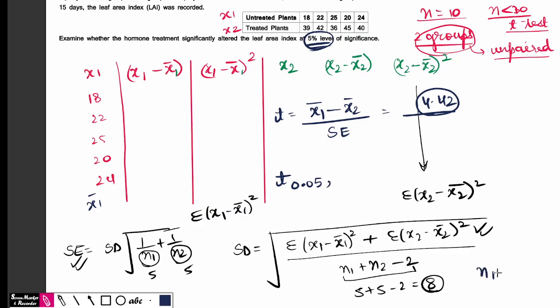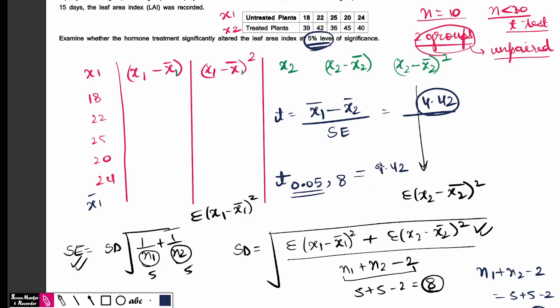So here the degree of freedom is n1 plus n2 minus 2. So it will be 5 plus 5 minus 2, it will be 8. So at degree of freedom 8 and at the level of significance 5%, you have to find the value of t from the t table, and it comes out to be 9.42.